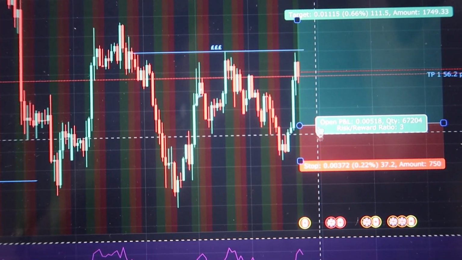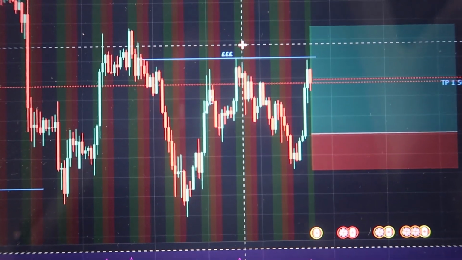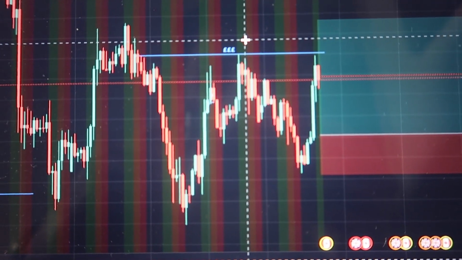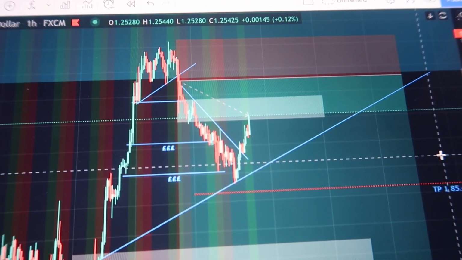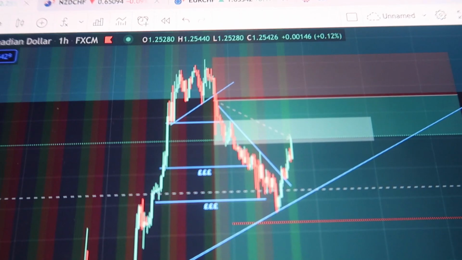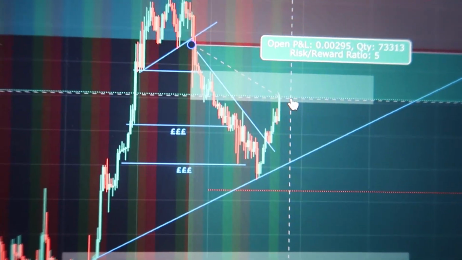But hey guys, it is 10:45 in the morning, so the next update will be after New York Open this afternoon. Okay, so it is now New York Open. It's just gone 12:30, and as you can see, USD CAD is in my area.